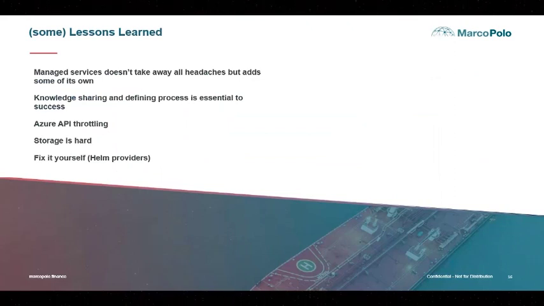So the lessons learned, managed services, as I said earlier, they don't take the headache away. They've added some complexities and kind of added a wall where we need to see what's happening. So Azure have been quite helpful with us. We have fast track support, and we're upgrading our support model because we really do need their help in a lot of places, including storage.